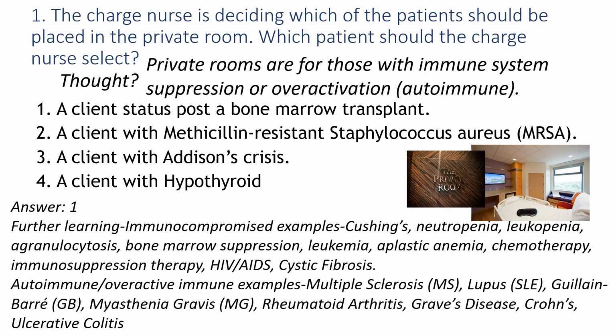Your examples here are multiple sclerosis, lupus, Guillain-Barré, myasthenia gravis, maybe in the extreme cases of rheumatoid arthritis, Graves' disease, Crohn's, and ulcerative colitis. Also, please make sure you understand these diseases mentioned on these slides. You should know what they are, you should know how they present, and you should really know how to treat them.